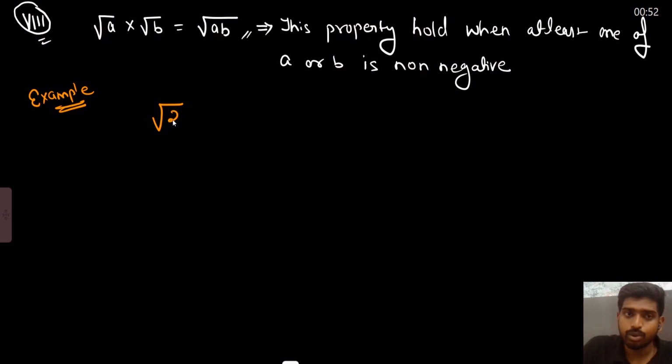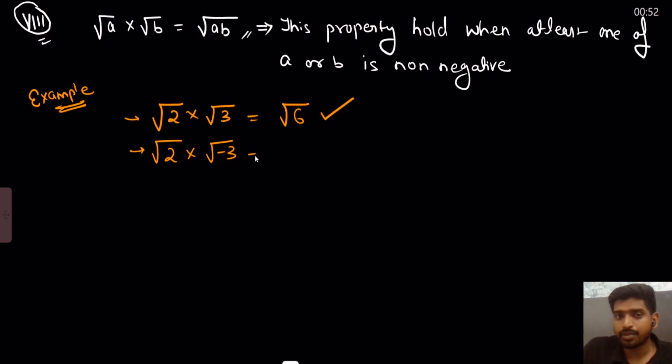Suppose I say under root of 2 multiplied by under root of 3. This I can write as under root of 6. This is correct. Got it? Because both are positive, both numbers are non-negative, so this property will hold. Now next, if I say under root of 2 multiplied by under root of minus 3, this will give under root of minus 6 or root 6 iota. This is also 100% correct.